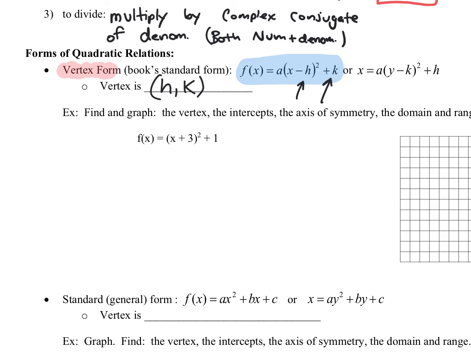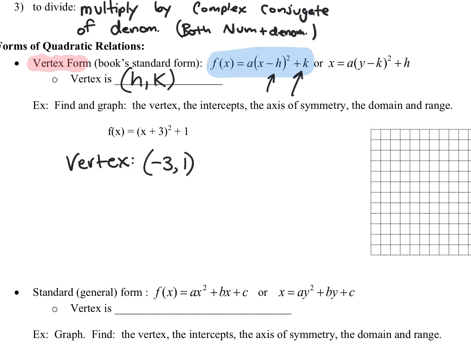So in this problem, we are given f(x) equals the quantity (x plus 3) squared plus 1. They ask us to find the vertex, as well as some other features. The vertex here is staring at you. It is going to be the point (-3, 1). Again, we flip the sign from what we see inside the parentheses for our x value and keep what we have on the outside as our y value.